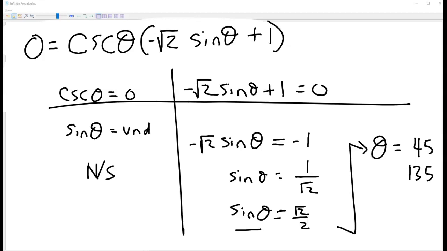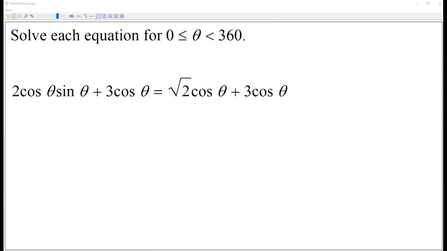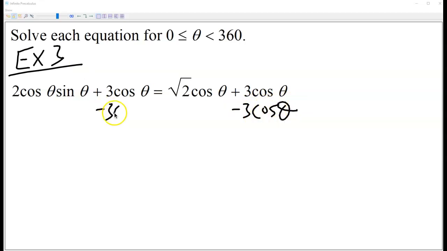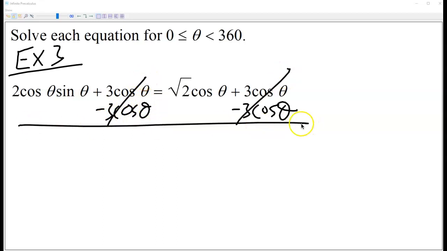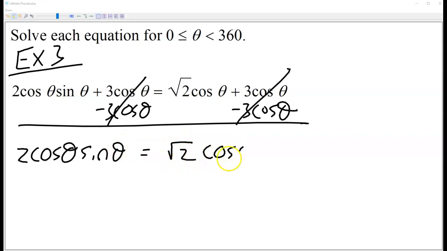All right, let's look at our last example for the day here. All right, so for example 3, same steps apply. We're going to start by moving stuff all onto one side. In that case, those both cancel.